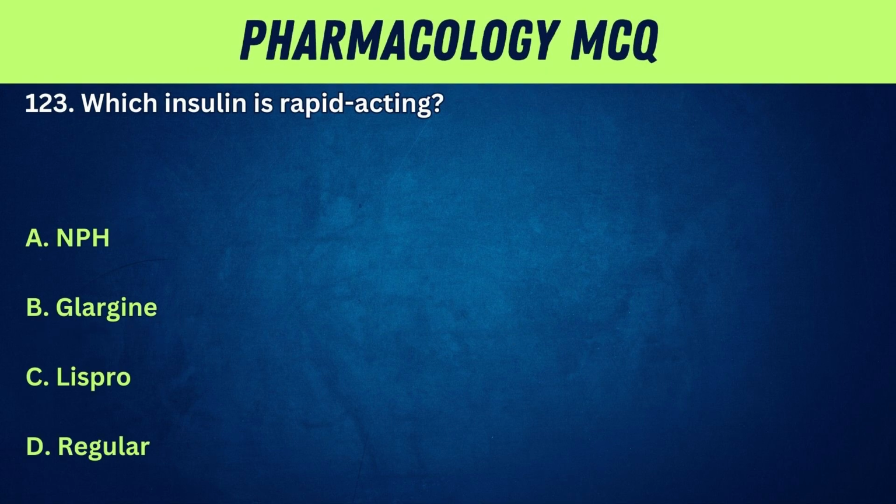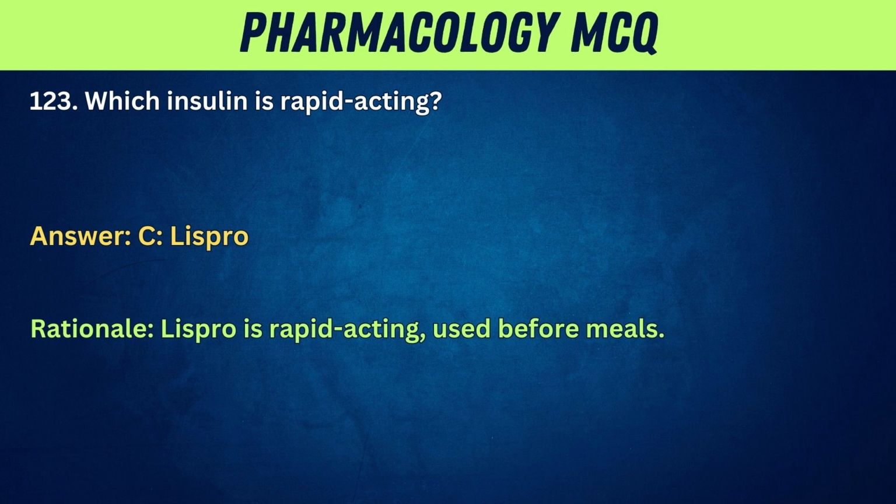123. Which insulin is rapid-acting? A. Hypokalemia. B. Glargine. C. Lispro. D. Regular. Answer: C. Lispro. Rationale: Lispro is rapid-acting, used before meals.